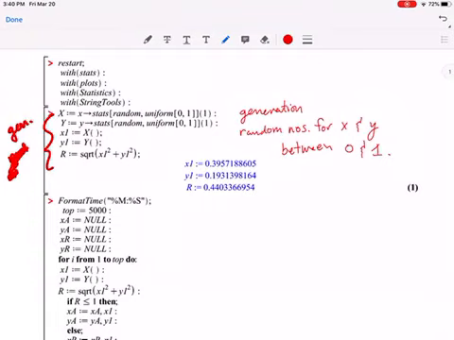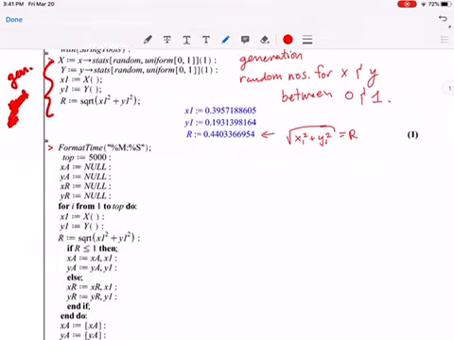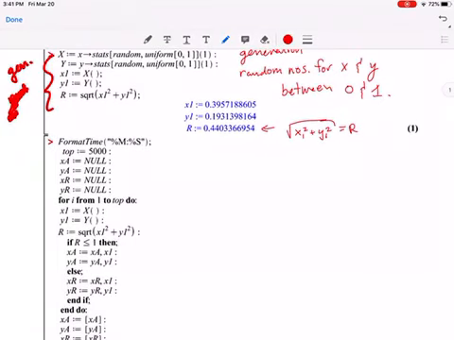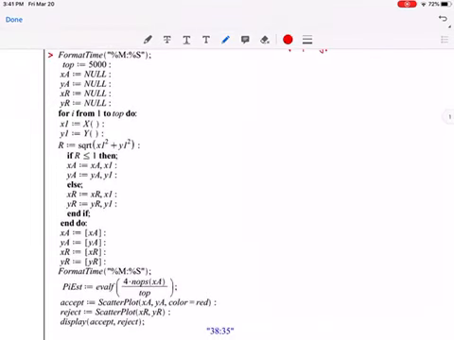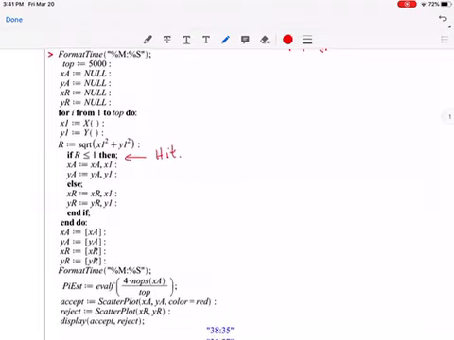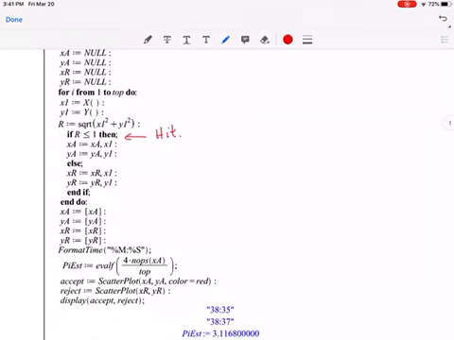Okay, and so here's a randomly generated number, and then we're going to take over here the square root of x1 squared plus y1 squared, which is the radius. If this radius is less than 1, then that point lies within the circle. And so there it is. If radius is less than 1, then we have a hit. If it's not, then we have a miss.